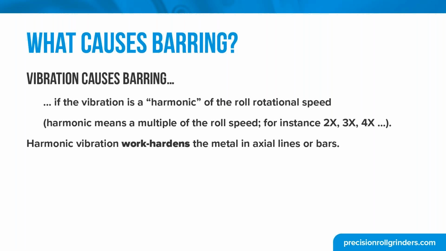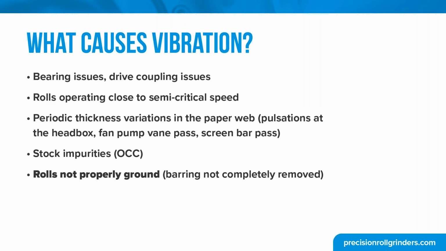And so that spot that's getting impacted will become work hardened. It's kind of like bending a paper clip. It becomes more brittle and harder due to that working. And so that's why the peaks become harder than the valleys, is because of work hardening. Okay, so vibration causes barring.